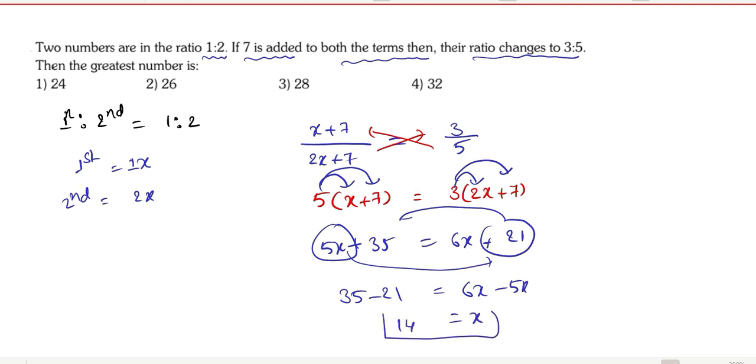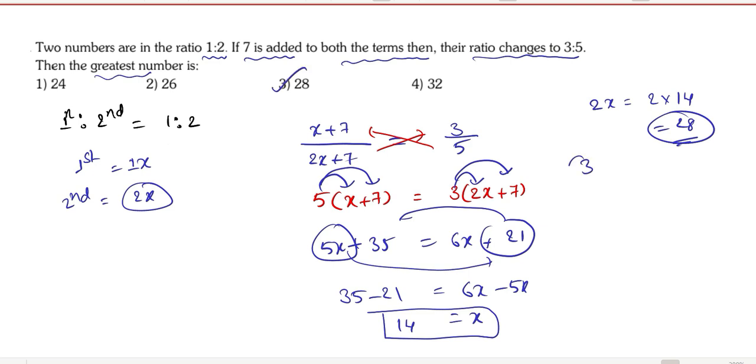So we got the value of x, but what we are asked to find out is the greater number. The greater number among the first and second is the second one. So the second one is what? 2 into x, that means 2 into 14, that is 28. So the greater number becomes 28. If you observe the answer options, the third one is the correct one.